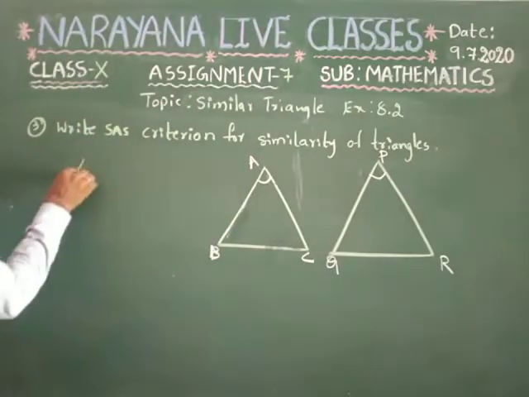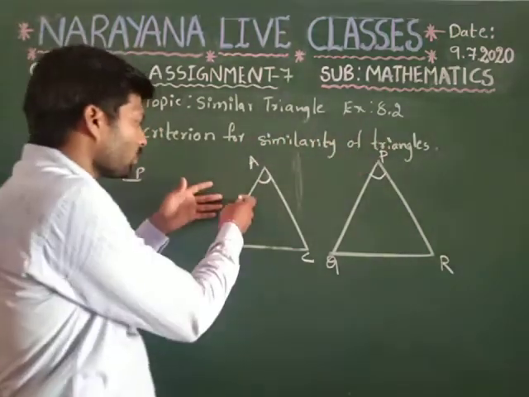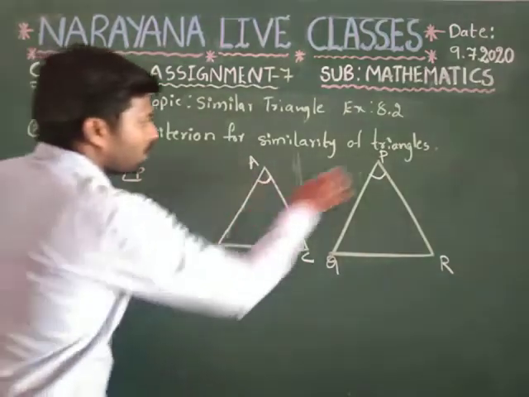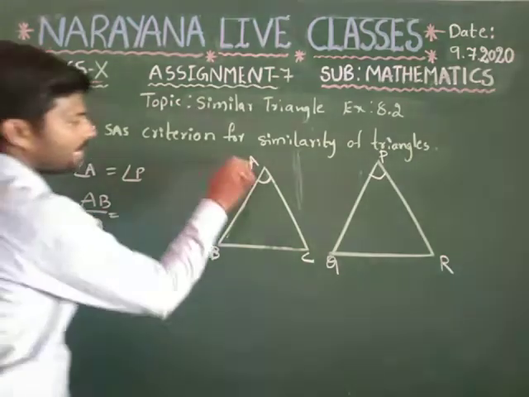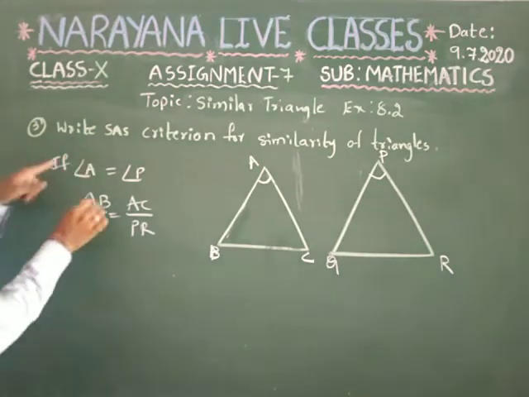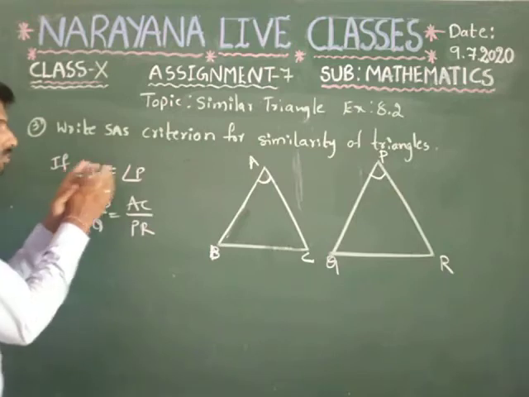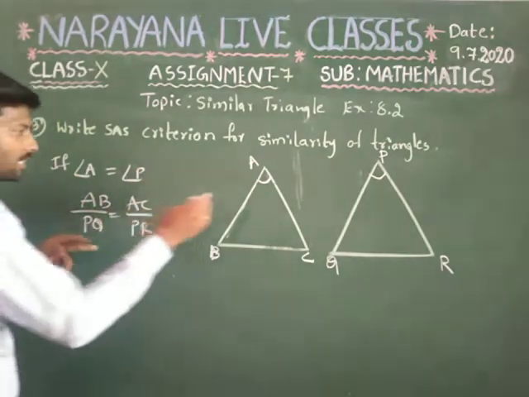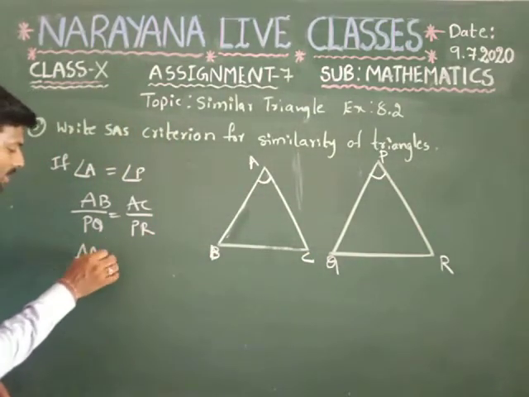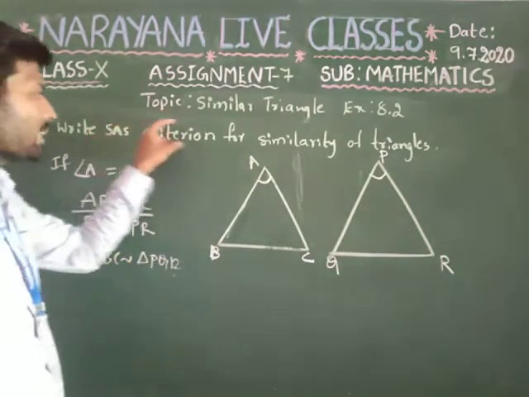So first of all, if angle A is equal to angle P, and their corresponding included sides are in the same proportion, that is AB by PQ is equal to AC by PR. So in triangles ABC and PQR, if one angle of a triangle is equal to one angle of the other triangle, and their corresponding included sides are in the same proportion, then we can call triangle ABC similar to triangle PQR according to the SAS criterion for similarity.